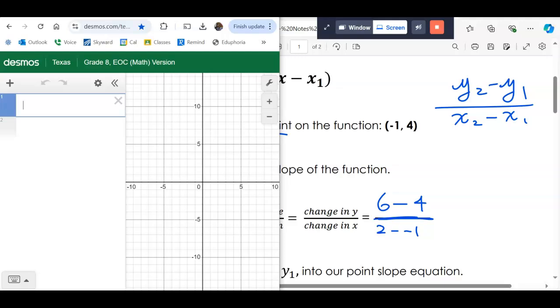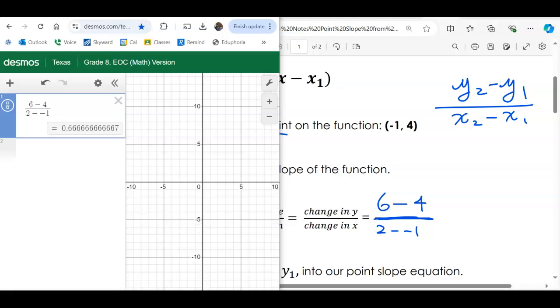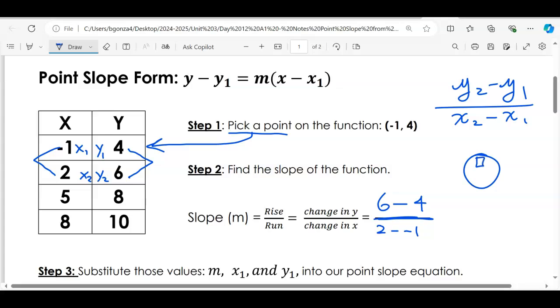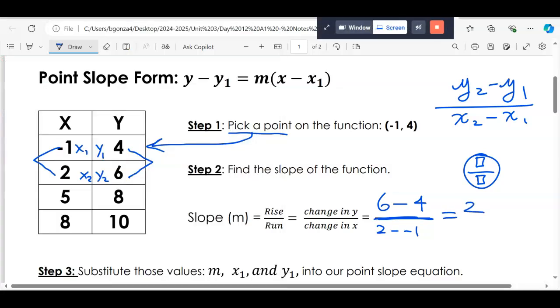All right, so you can go in here. First, if you just press divide, it'll give you the bar, 6 minus 4 on top, 2 minus -1 on the bottom. I don't want you to write 0.666666667. I want you to click this fraction button, right? So don't forget to click the fraction button per problem. All right, and we get what? 2 over 3. That's my slope, 2 over 3.